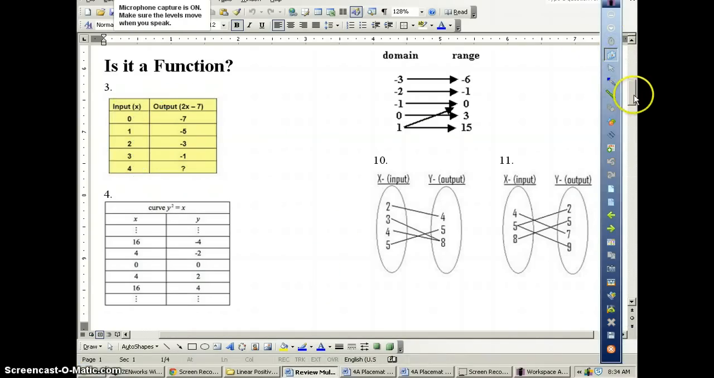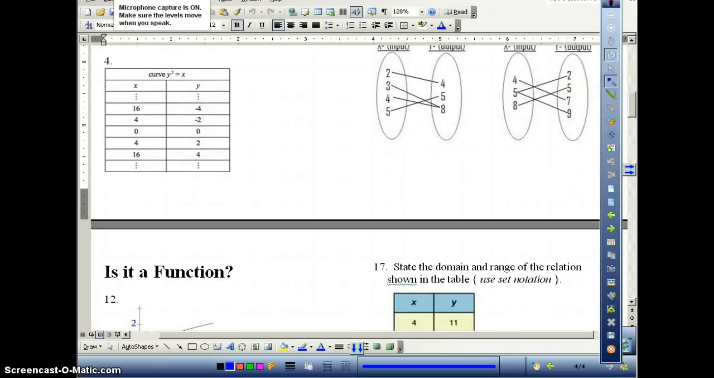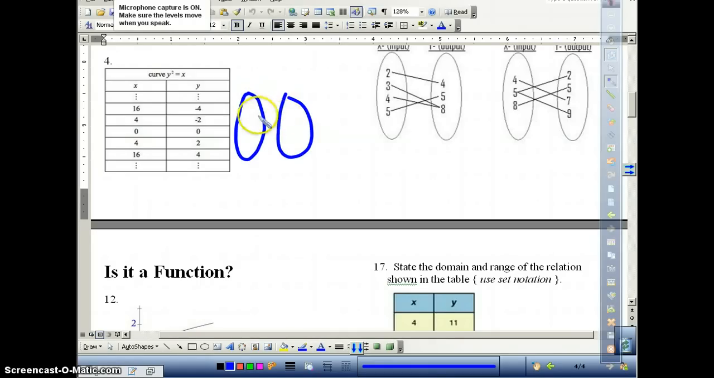Take a look at number 4. What do you think on that one? If I turned number 4 into a mapping diagram, I'd only list each number once. So in the x column, I'd list 0, 4, and 16. And in the y column, I'd list -4, -2, 0, 2, and 4. And when I drew my arrows, it would look like this. 0 goes to 0, 4 goes to -2, and 4 also goes to +2. 16 goes to -4, and 16 goes to +4.